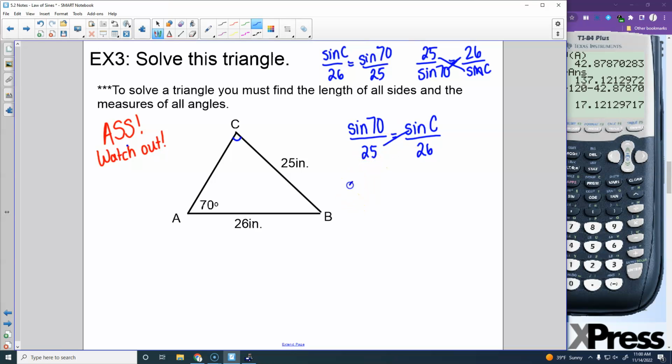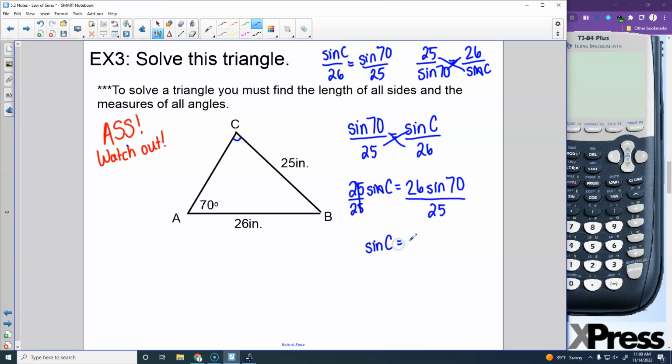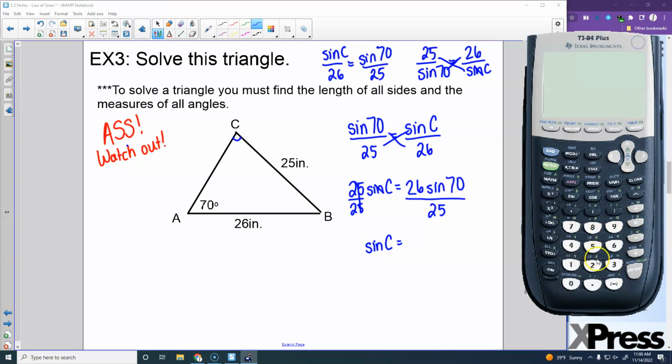So 25 sine C is going to equal 26 sine 70. And we need to solve this for C, so the first thing we'll do is divide by 25. Get rid of that 25. So we will get sine C equals 26 sine 70 divided by 25. So 0.97728.